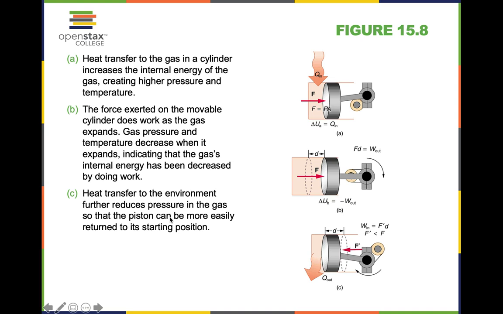So for C, heat transfer to the environment further reduces pressure in the gas so that the piston can be moved more easily, returned to its starting position. So here basically the piston is going in a circular motion this way. And so here your work in is going to be your force after the motion times the distance. The new distance is from here to here, and that'll give you your Q out. So each of these steps you can find your internal energy, and if you wanted to, you can find the total internal energy of the whole system after the movement.